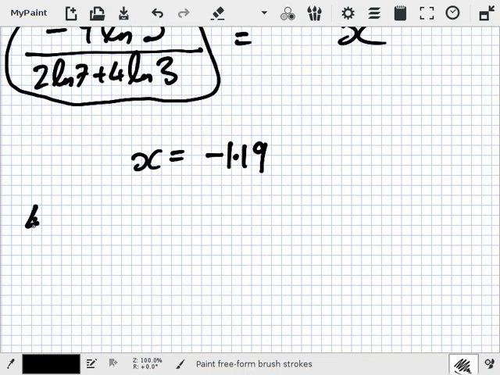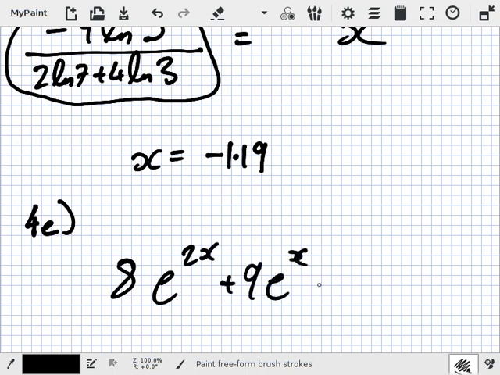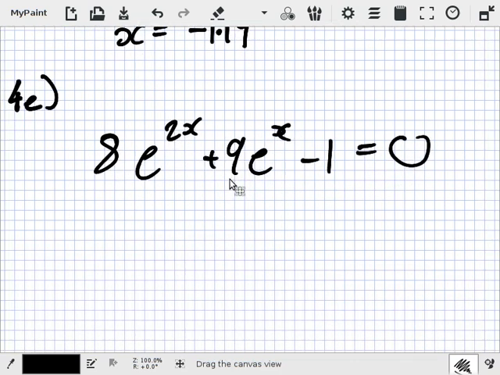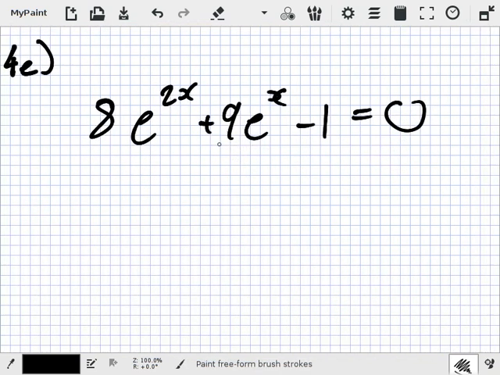Right, we'll do 4. We'll do 4e: 8e^(2x) plus 9e^x minus 1 equals 0. Right, what to do here? Anybody have any ideas on what we could do here? Any ideas? You added negative 8 plus 9, yeah?